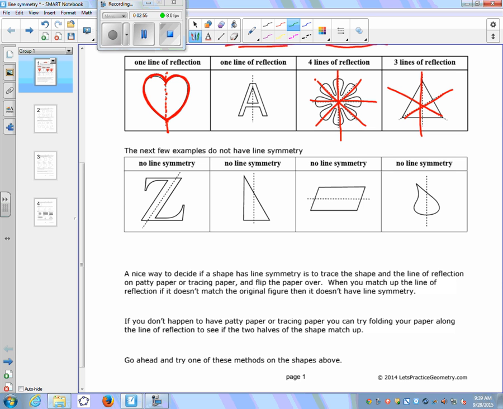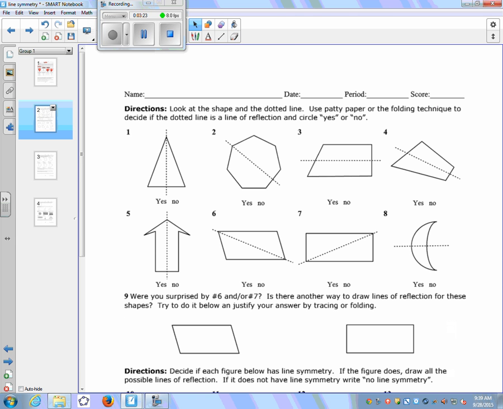The other one that sometimes fools people is a parallelogram like this, right? If you reflect, say, this part of this parallelogram over this line, it's going to look more like that, which is not a parallelogram, right? So a parallelogram does actually not have line symmetry. It says here, you can use patty paper to trace something and then fold it and see if it actually maps onto itself.